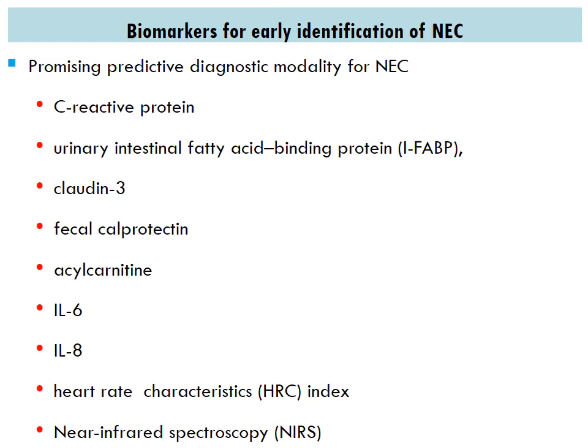Early treatment may prevent late deleterious consequences of necrotizing enterocolitis. Considerable research is focused on identification of biomarkers for early identification of necrotizing enterocolitis, including C-reactive protein, urinary intestinal fatty acid binding protein (I-FABP), claudin-2 and 3, a tight junction protein, fecal calprotectin, acylcarnitine, interleukin-6, interleukin-8, and the heart rate characteristics (HRC) index. Near-infrared spectroscopy (NIRS) may be a promising predictive diagnostic modality for necrotizing enterocolitis.